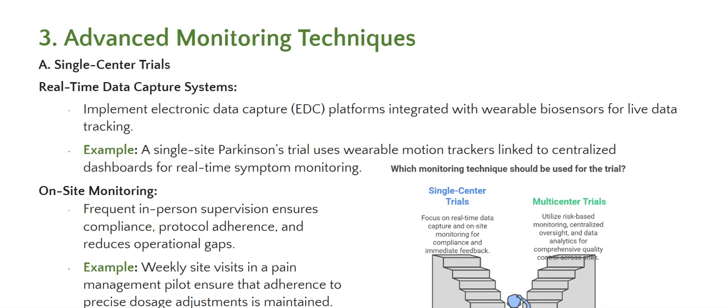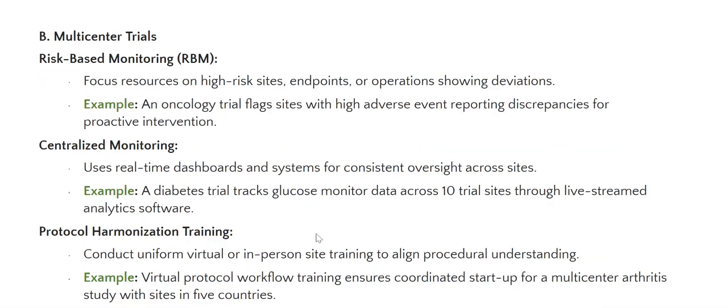And continuing with the advanced monitoring techniques, now for multi-center trials, risk-based monitoring, RBM, focuses resources on high-risk sites, endpoints, or operations showing deviations, meaning redirect or re-guide the resources according to the prioritization of the risks. Example, an oncology trial flags sites with high adverse event reporting discrepancies for proactive intervention.